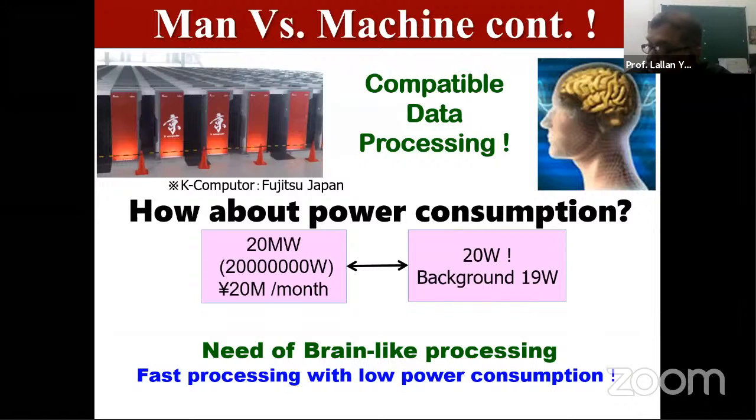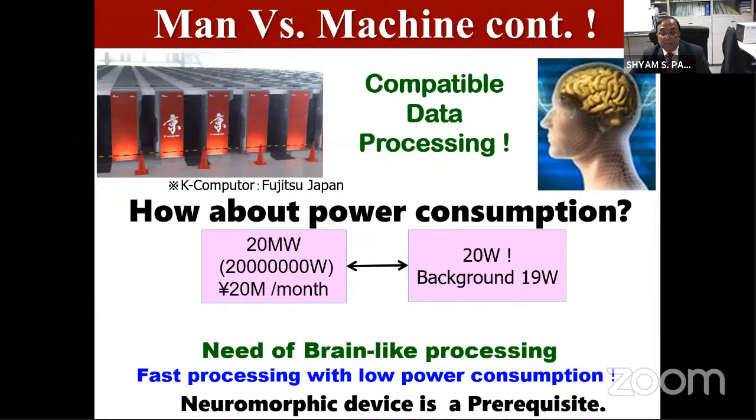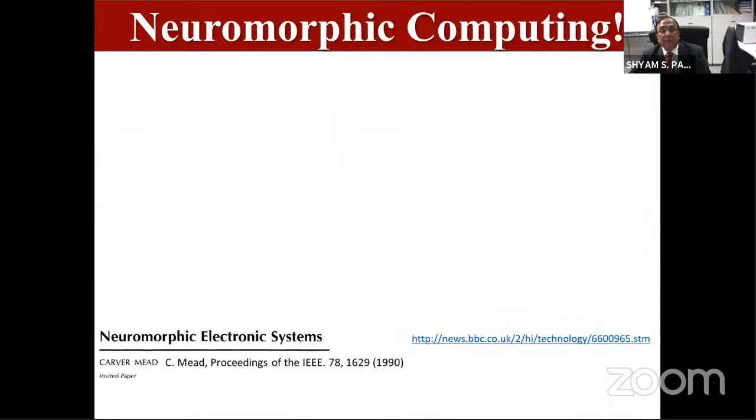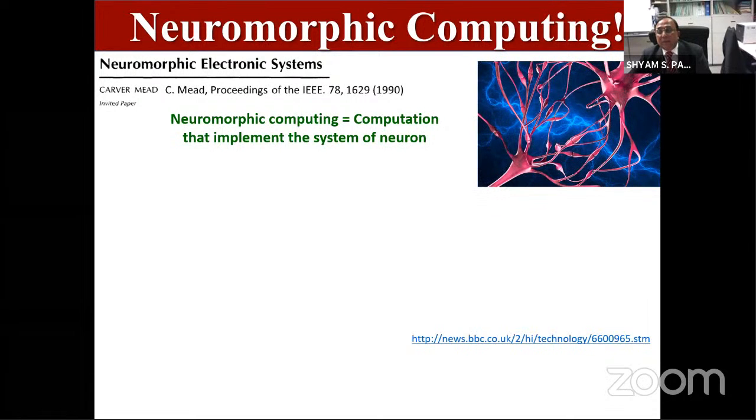What does it suggest? As future electronics, what is needed is brain-like processing, meaning fast processing with low power consumption. So we have to learn from the brain. And in that case, a neuromorphic device is a prerequisite. Neuromorphic computing is based on the analogy of the neurons of our brain, which are made of synapses, because with a synapse, two neurons are connected and data is transferred.